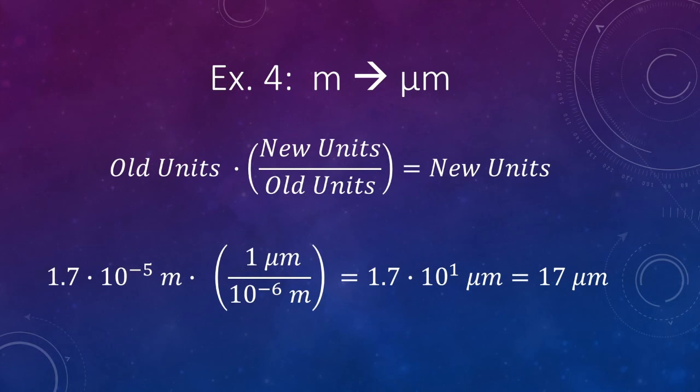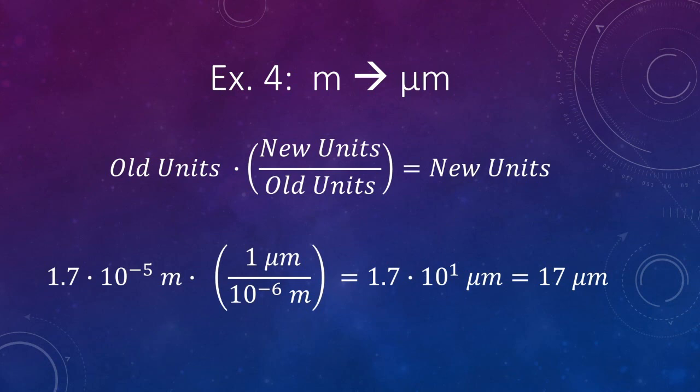Whenever you have a negative exponent on bottom, it becomes a positive exponent on top. So this is like 10 to the minus 5 times 10 to the plus 6. And minus 5 plus 6 is 1, so we have 10 to the 1, which then will give us 17.